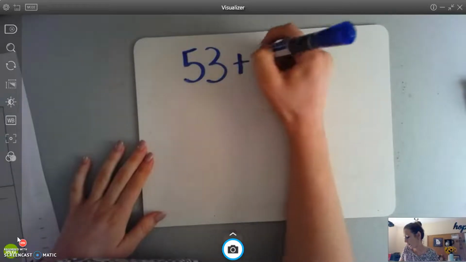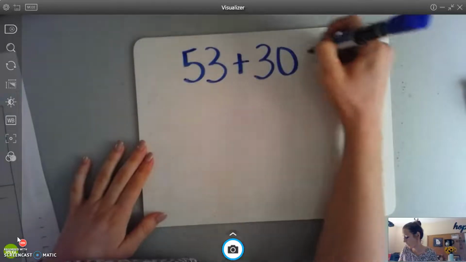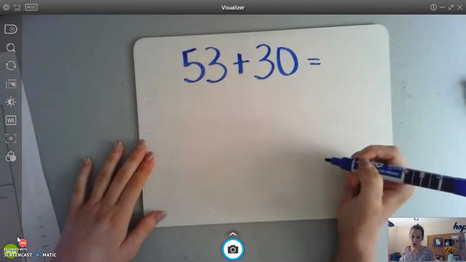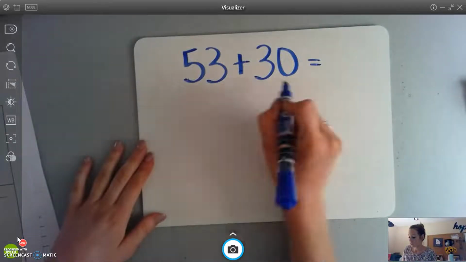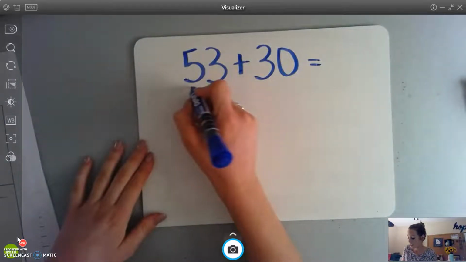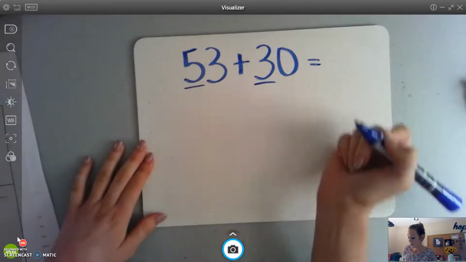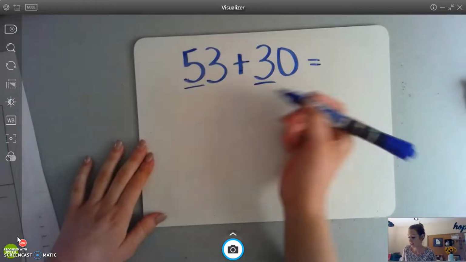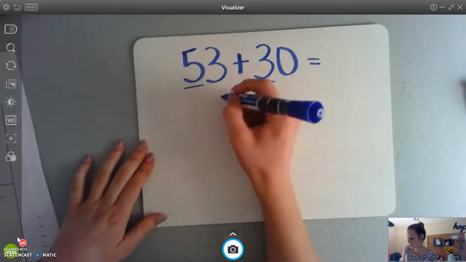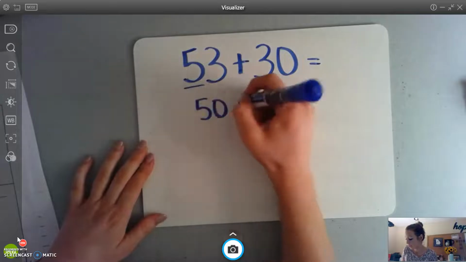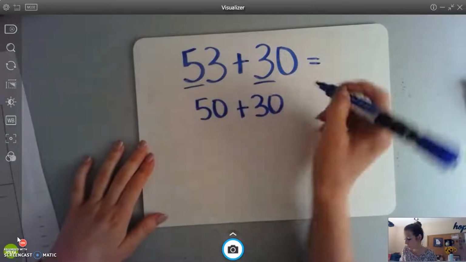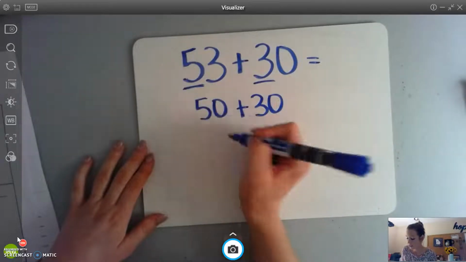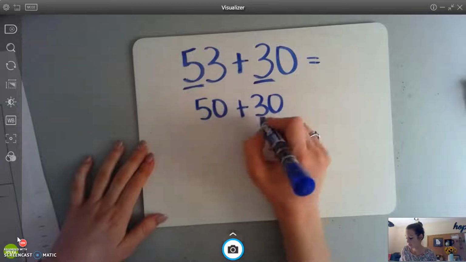So if we have 53 plus 30, we're going to do 53 plus 30. Now let's look at the tens place. We see 5 and 3. And we talked about yesterday how you can add the tens place together. So you can decompose the numbers and we can do 50 plus 30 because we know 5 in the tens place means 50, 3 in the tens place means 30.